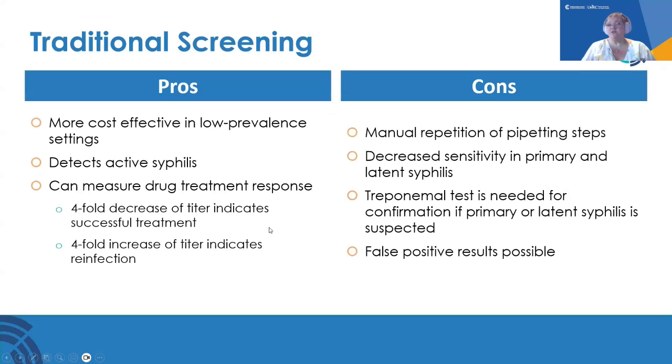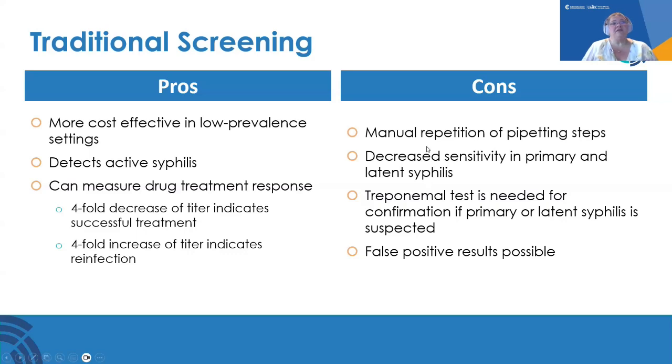There's pros and there's cons to using this. The pro is it's more cost effective if you are in a low prevalence setting. However, all of you on this call are in pretty high prevalence settings. It detects active syphilis and it's used to measure the drug response. So after you give the penicillin, it's used to monitor if you've had a 4-fold decrease in that titer, which is consistent with adequate treatment.